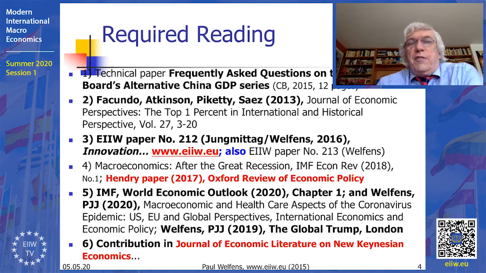And then there is the Alvaredo, Atkinson, Piketty, Saez 2013 paper in the Journal of Economic Perspectives, The Top 1% in International and Historical Perspective. So this is about inequality. There are some EIW papers, one which I have written with Andre Jungmittag. And this is actually about empirical aspects of innovation in the EU, and has also now been published as a journal paper.